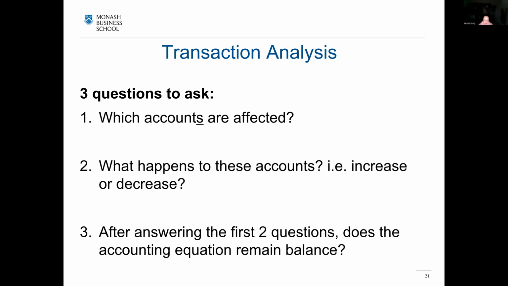So as a quick summary, whenever you come across a transaction analysis or any transactions, the questions that you need to ask yourselves are the following three. Which accounts are affected? What happened to these accounts? After answering the first two questions, then please check if the accounting equation remains balanced or not. So that is what you do in every single scenario.